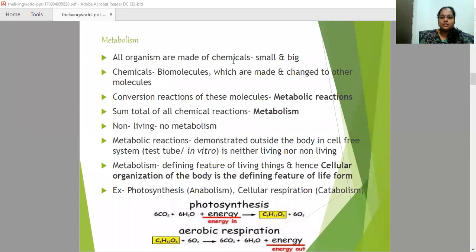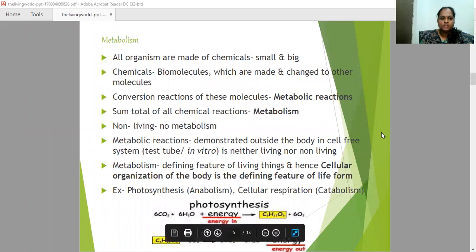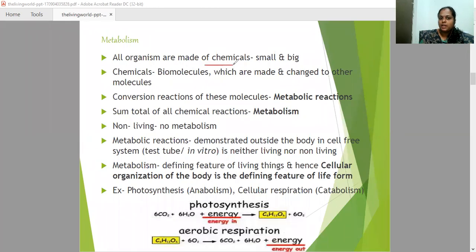Next, we'll move on to metabolism. Okay, let us study about metabolism. Here, all organisms are made up of chemicals. Do you agree with that? Yes, whether it is a small organism or a big organism, all organisms are made up of chemicals, like biochemicals, biomolecules, which are made and changed to another molecule.